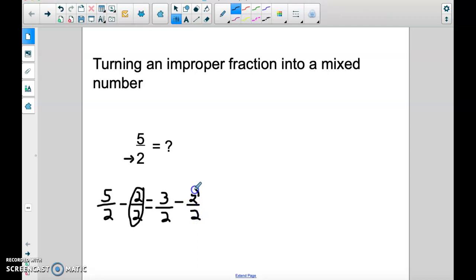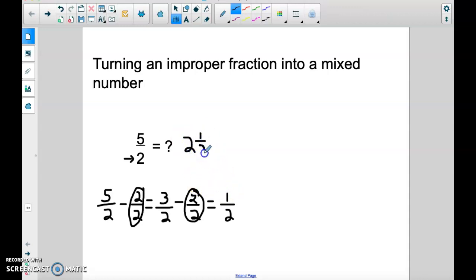I like to circle when I take away a whole just because then it makes life easier for me when I go to find out what this is all equal to. And then 3 halves minus 2 halves equals 1 half. Now, can I take away another whole from this? Right, I can't because my numerator is less than my denominator. So now I'm done. So my answer is, okay, well I had 2 wholes and then 1 half left over.